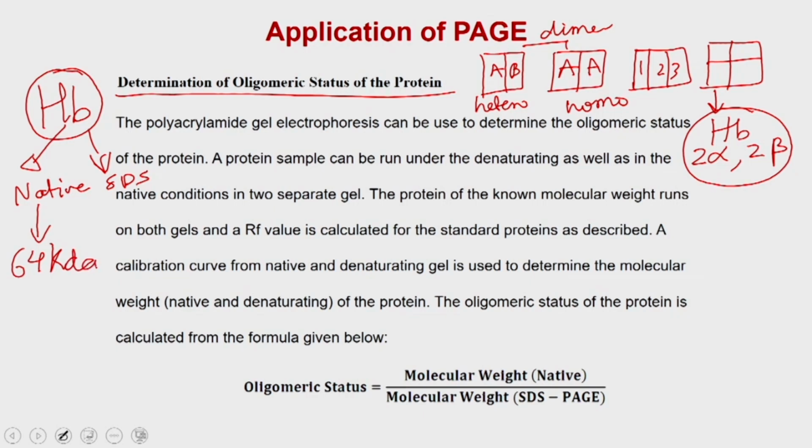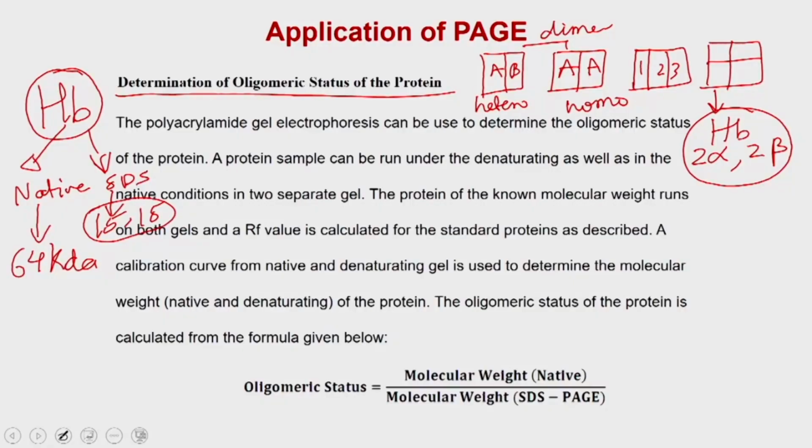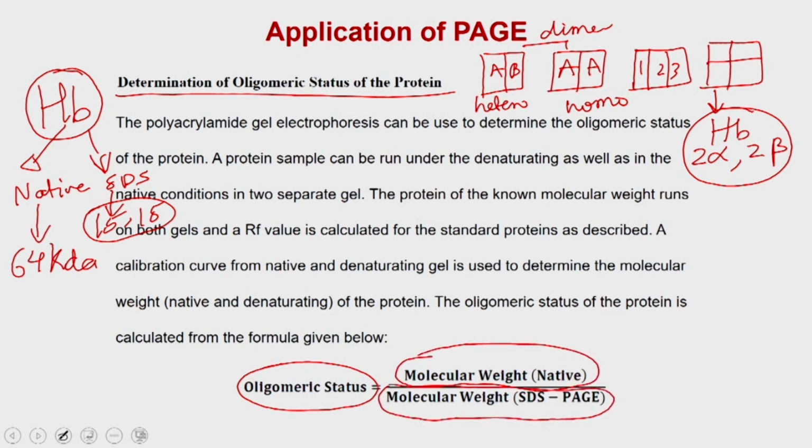When it is in the native conditions, it will give me a molecular weight of 64 kilodalton. When it is in the SDS-PAGE, I will get 2 bands of 15 or 16 kilodalton, because the alpha and beta subunits are 15 kilodalton. So, I am going to get 2 bands, and I can calculate the molecular weight of these 2 bands, which correspond to the alpha and beta subunits. And if you want to calculate the oligomeric status, the oligomeric status is equivalent to the molecular weight you got in the native PAGE divided by the molecular weight you got in the SDS-PAGE.